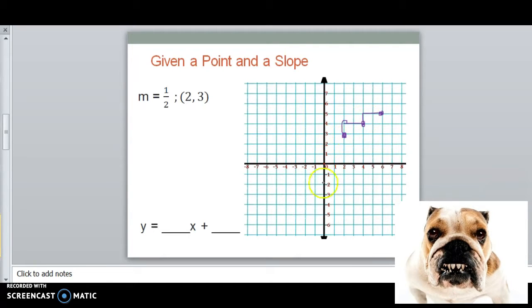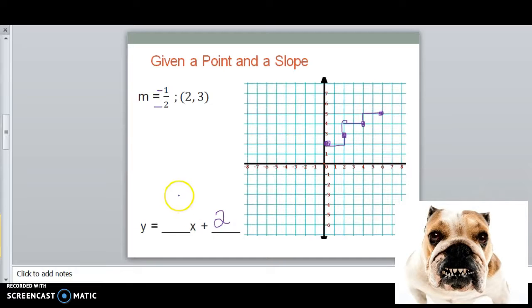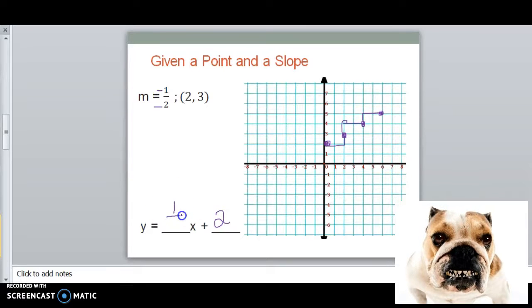My goal is to find where the line crosses the y-axis. So instead of going positive 1, positive 2, I can also go negative 1, negative 2. So I'm going to go down 1 and over negative 2. What do you know? The line crosses the y-axis at 2, and my slope is 1/2. So the equation of this line is y equals 1/2 x plus 2.